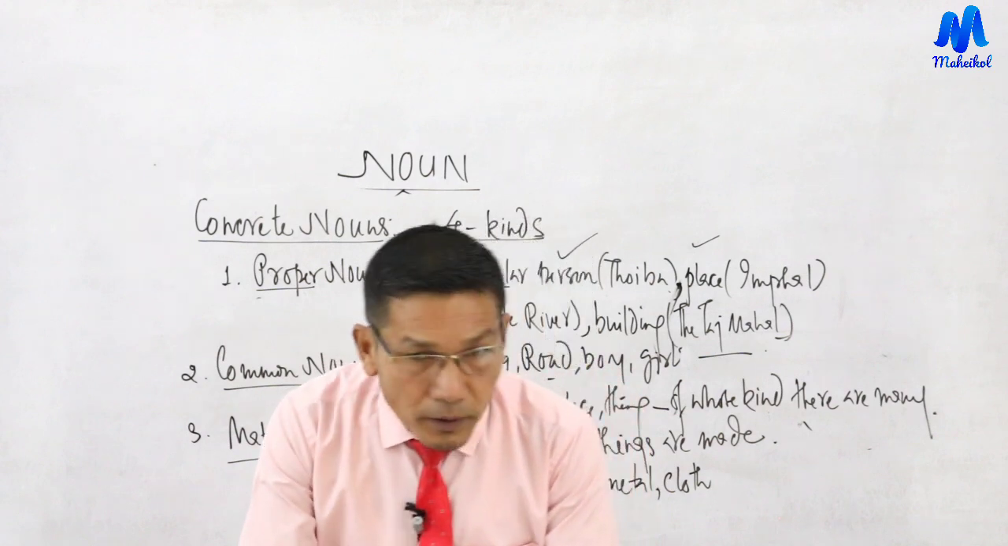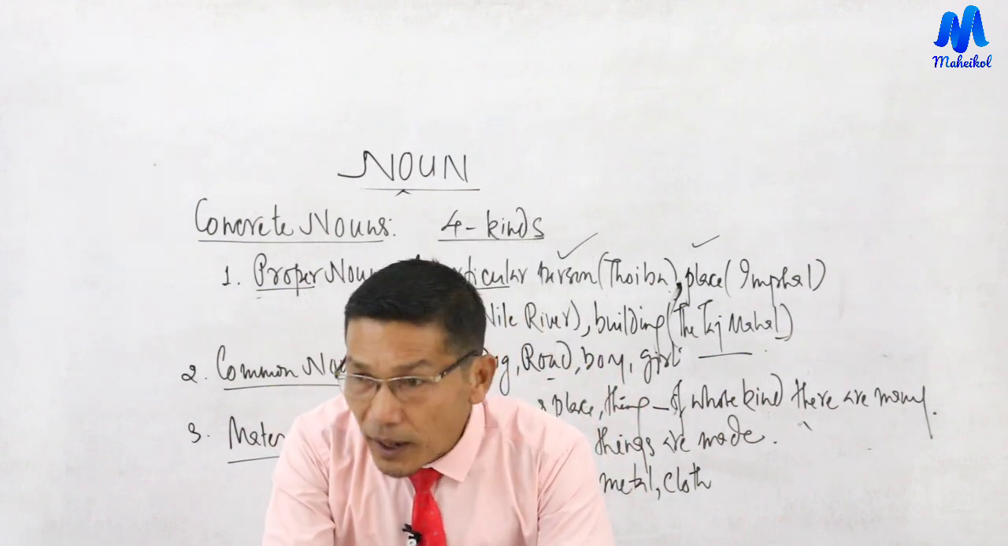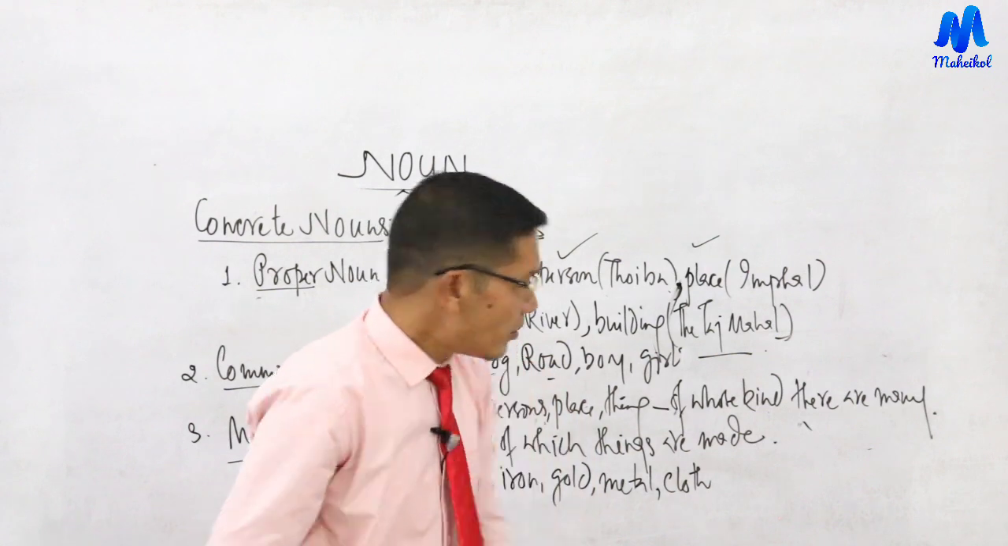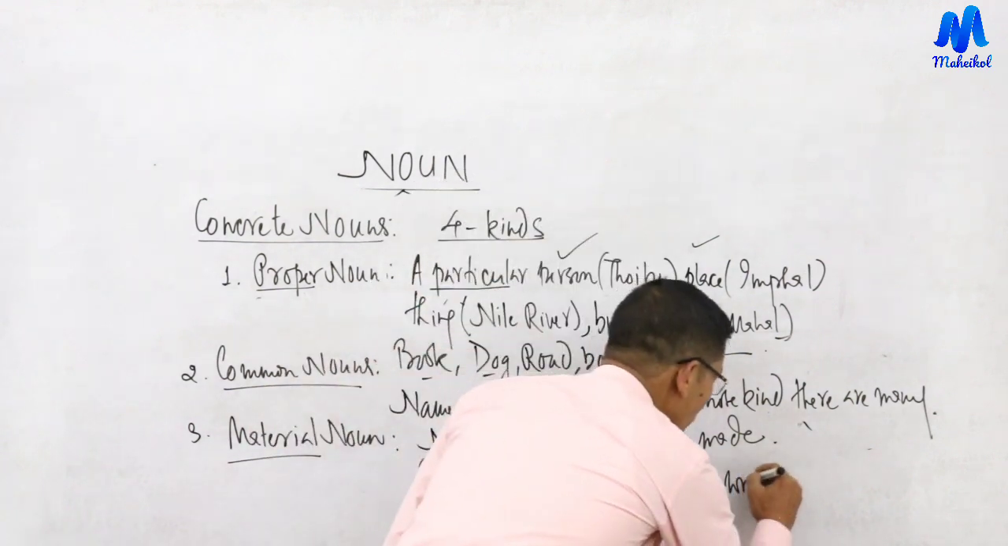Material noun. You can write wood and paper also. These are material nouns.